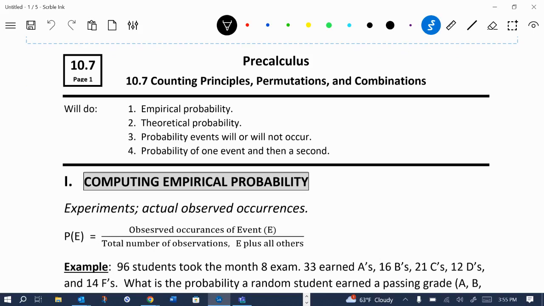Welcome. We're going to look at counting principles, permutations, and combinations today. This first video is going to focus on the empirical and theoretical probability and whether events will or won't occur. And then I'm going to have a second video about the probability of one, and then a second, what we would call mutually exclusive or independent or not independent events.